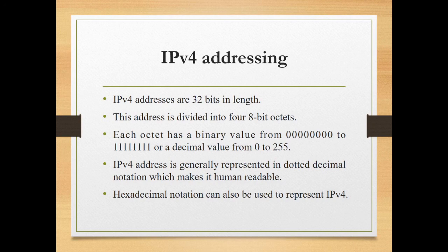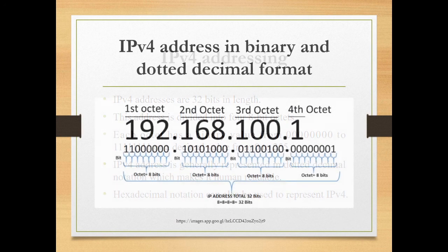An IPv4 address is generally represented in dotted decimal notation, which makes it human readable. Hexadecimal notation can also be used to represent IPv4. In this example, you can see an IP address 192.168.100.1, which is represented in decimal format, and its equivalent binary representation is also given.